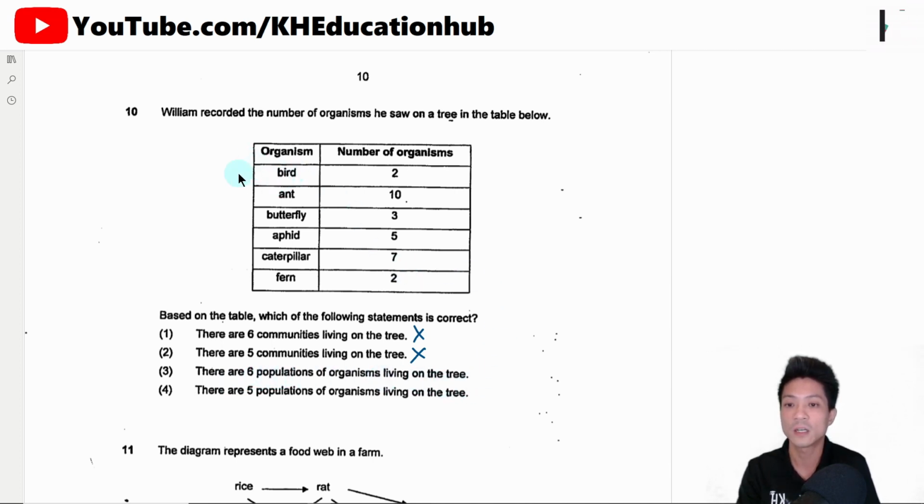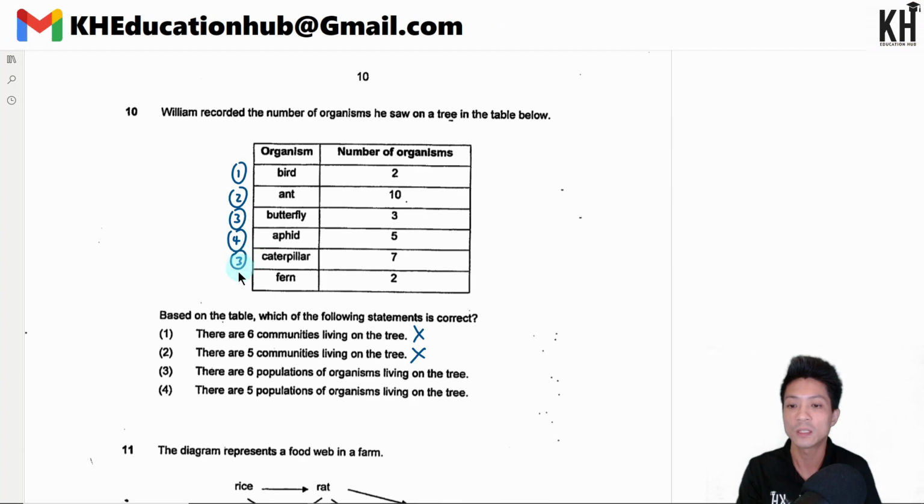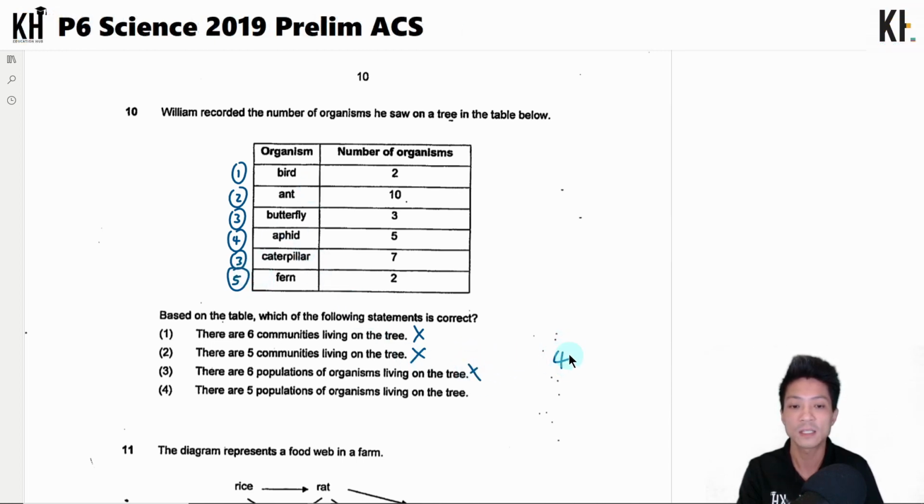There are 6 populations of organisms living on a tree. Let's check how many populations there are. Bird is 1, ant is 2, butterfly is 3, and the fifth is 4. Caterpillar belongs to the young of the butterfly, so it's also under number 3. And then fern will be number 5, right? So there are only 5 populations, which means that the answer will be number 4.